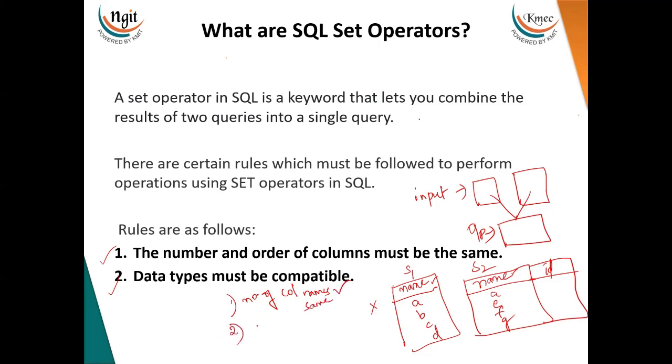Second one is what? Column names in both the tables must be the same. Right, this is the second one. And what is the third one? Data types must also be the same. And the last one is what? The size you include for the data types must also be the same. You can work with the set operators only when all these rules are satisfied.